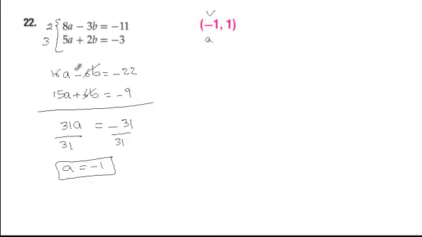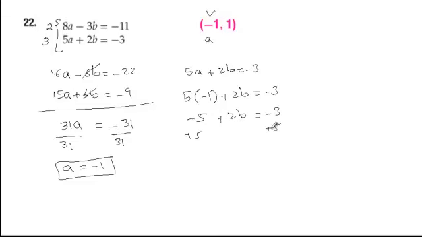After we get a, we need to substitute a equals minus 1 into one of the equations. I will use equation 2: 5a plus 2b equals minus 3. Replace a by minus 1, you get 5 times minus 1 plus 2b equals minus 3. Then we get minus 5 plus 2b equals minus 3. Adding 5 to each side of the equation, you get 2b is equal to 2. Divide by 2, divide by 2, you get b equals 1, and that's everything. So minus 1 and 1 is the solution.